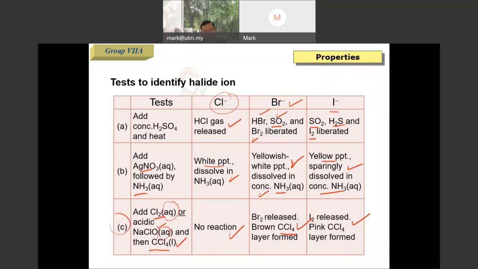CCl4 is denser compared to water, so you will see that its layer is at the bottom, and the water layer will be at the top. You will see that the CCl4 layer has this brown color for bromine, and for the iodine it will be pink in color. So it's very easy to identify.